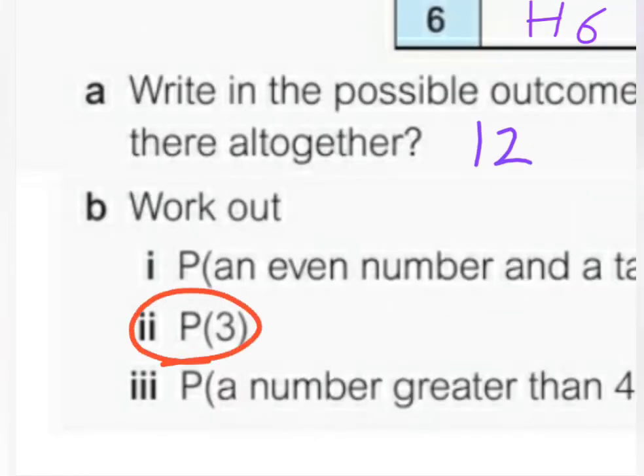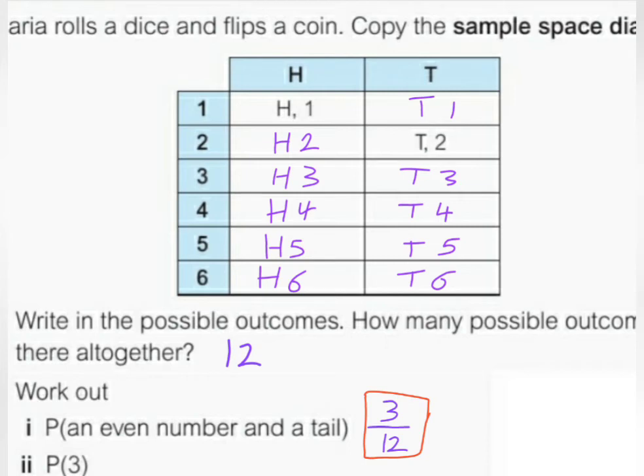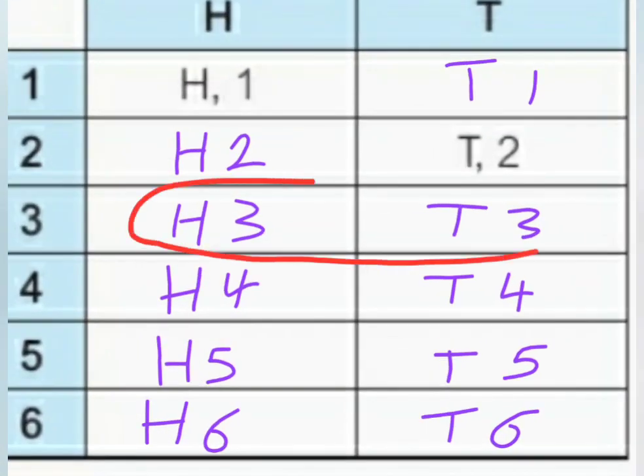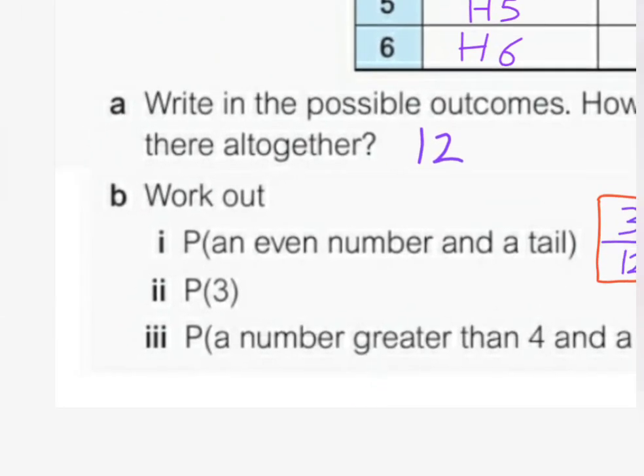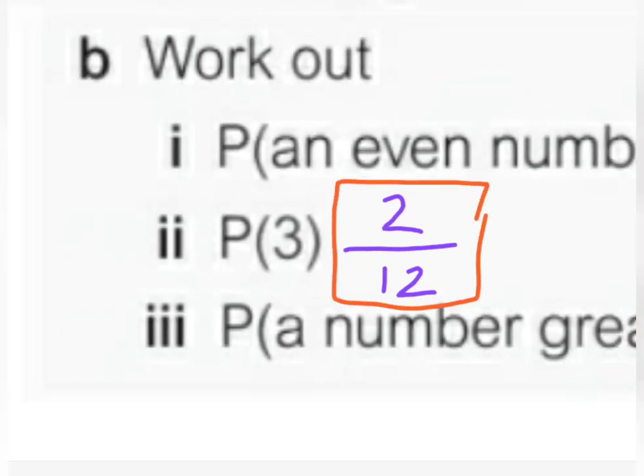Probability of getting 3. Now, let's take a look at the space diagram. How many threes do you see in the outcomes? Very good, there are two. One with heads and one with tails. So the probability of getting 3 out of these outcomes is 2 out of 12. Now let's write it there. So it's 2 out of 12, because we have two threes, out of 12 possible outcomes. And this is the probability of getting 3.